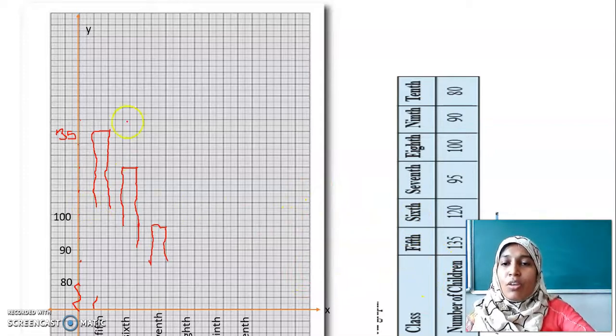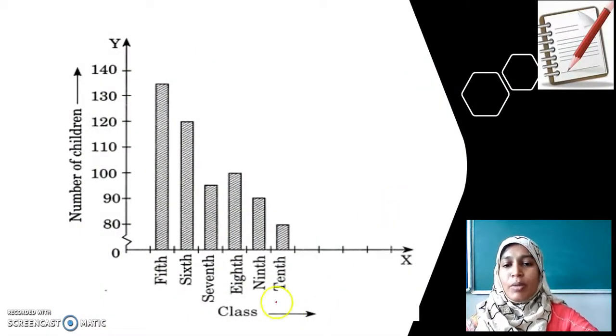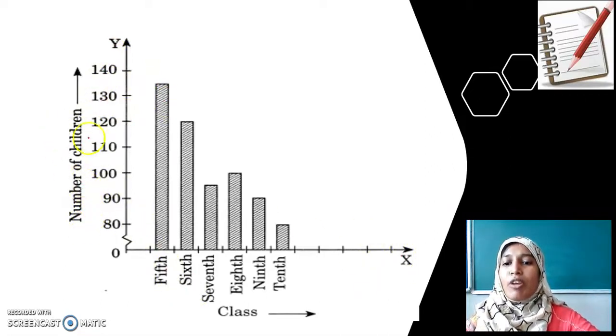Now what are the things you should remember while drawing a graph? Let us see the final graph that we have here. Here you should remember the jagged line because I am skipping over 0 to 70. This is the new concept that you are learning this year. Okay, 80, 90, 100, 110, 120, 130, 140, y-axis, x-axis. Both the axes should be described clearly like number of children, class, and don't forget about the scale. What will you write it as scale?